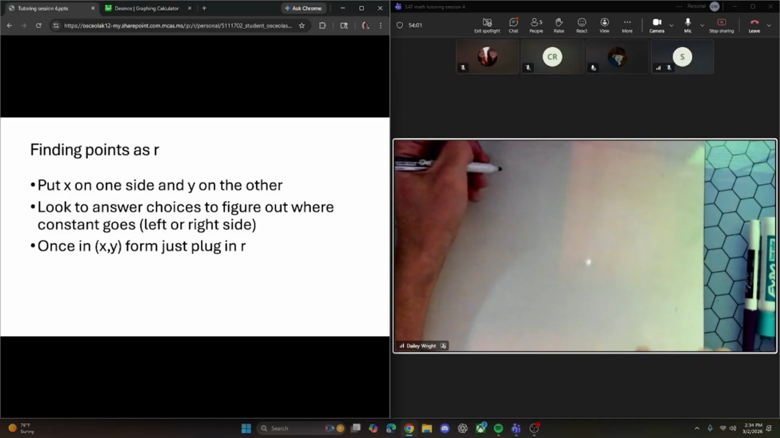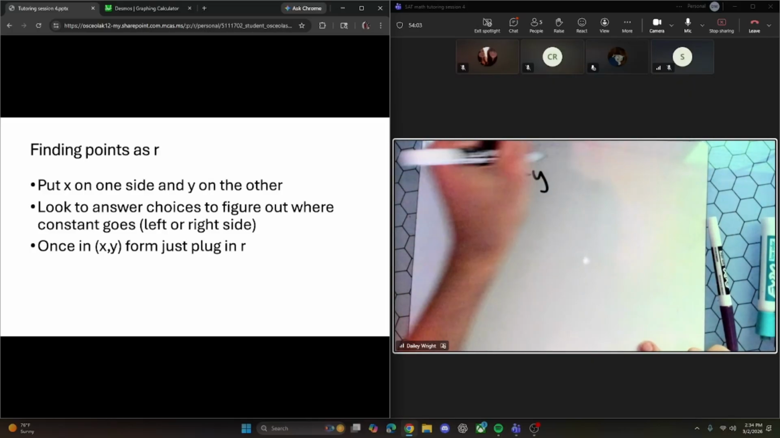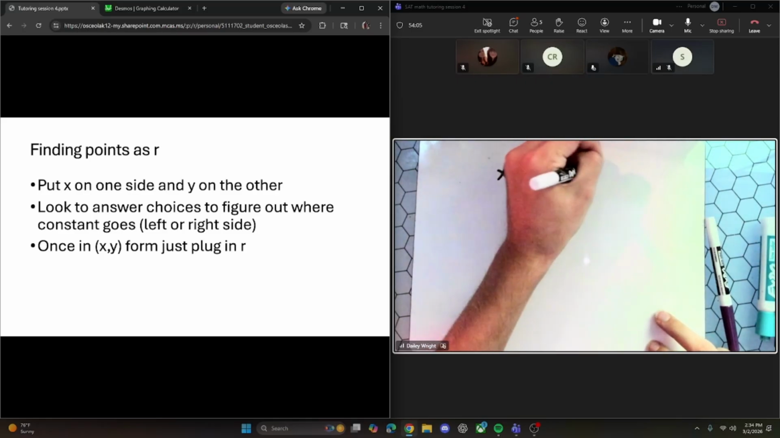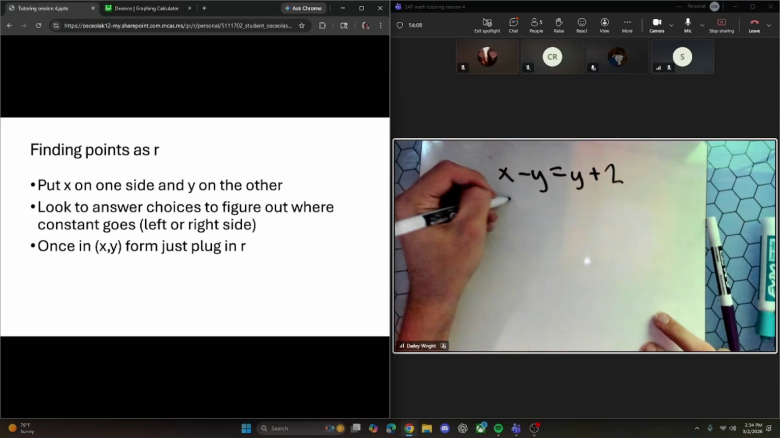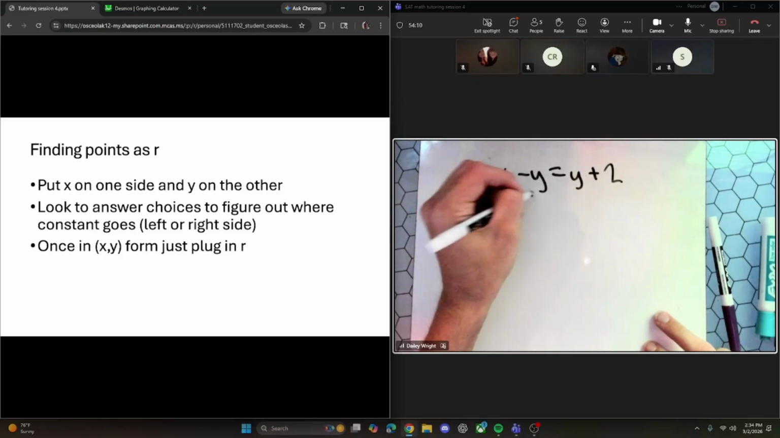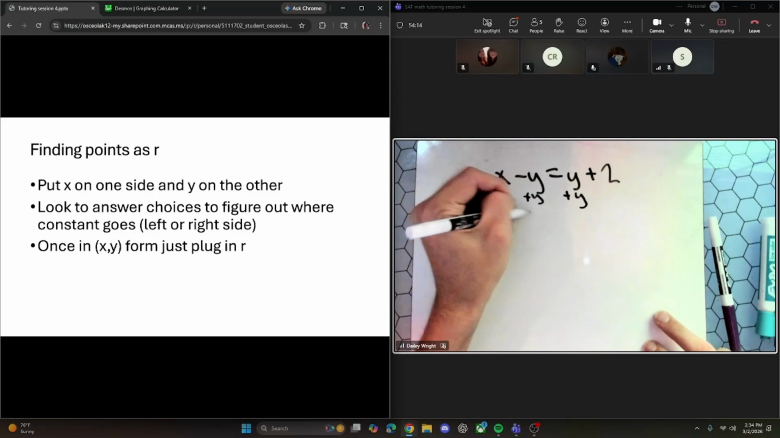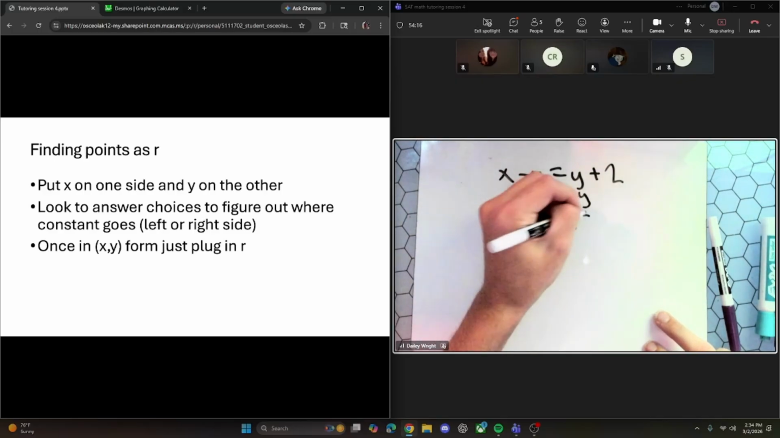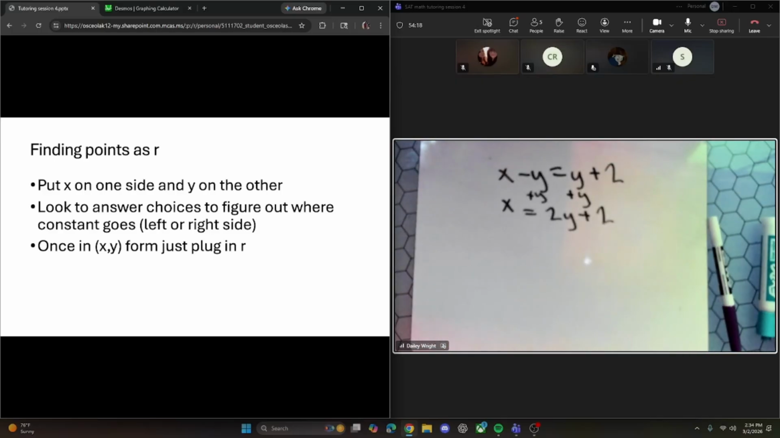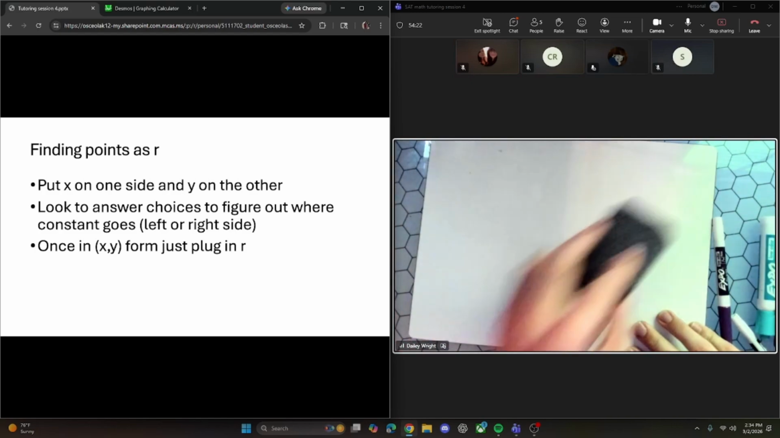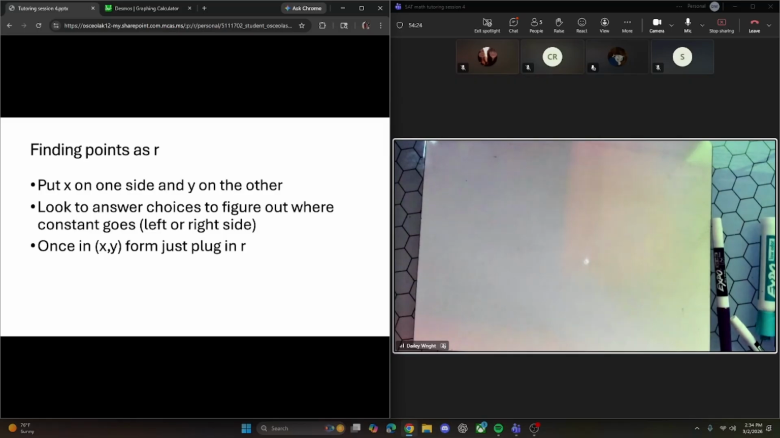So let's say you had like x minus y equals y plus 2. You want to add that y over, put that on this side. X equals 2y plus 2. You just want to make sure you have both variables separated. And do whatever variable's easier, but make sure your answer shows the variable like that.